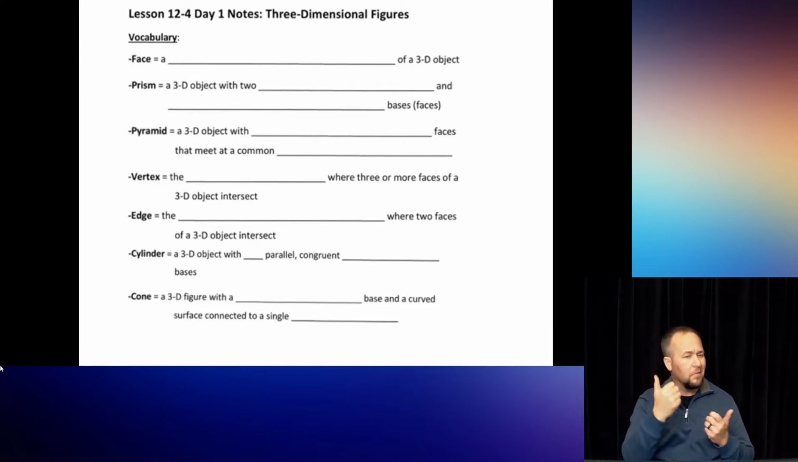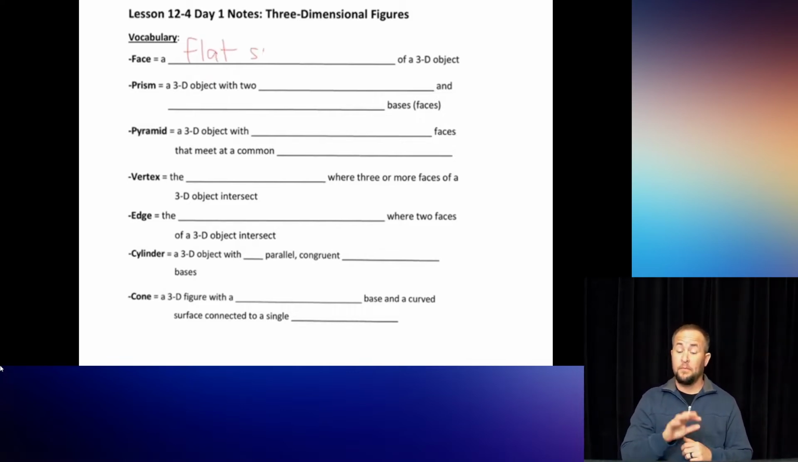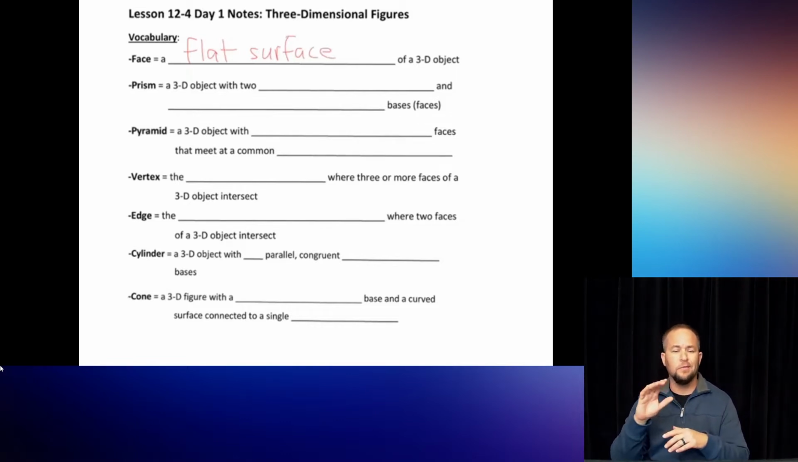naturally. A face is a flat surface on a three-dimensional shape. So those are like the sides that fold up, like on a cereal box, the front, the back, the top, the bottom. Those are all faces of the box.